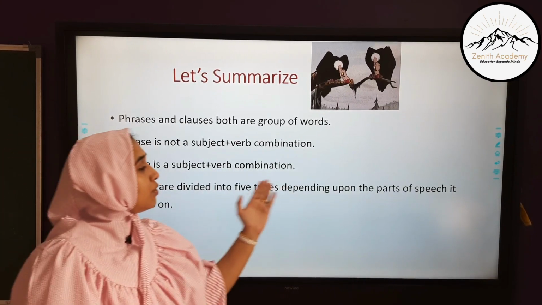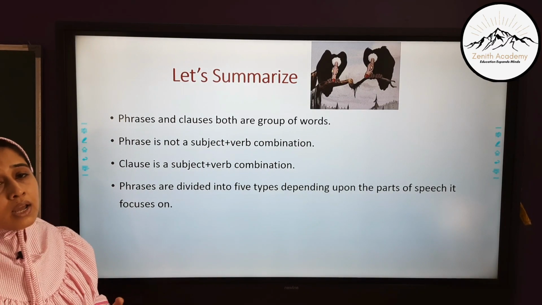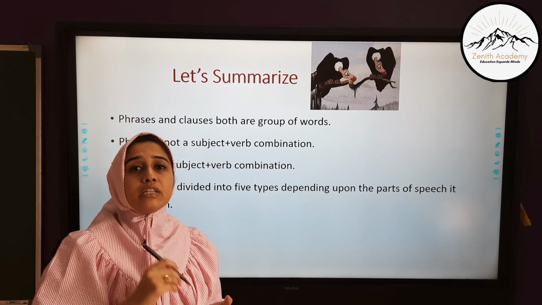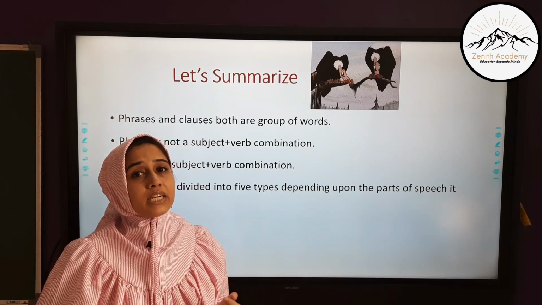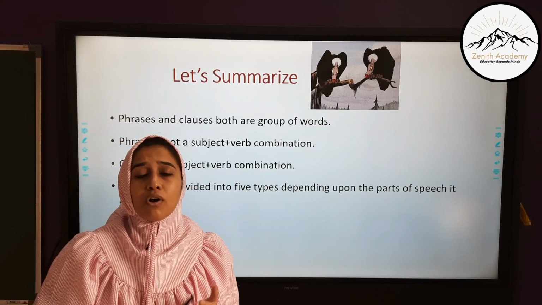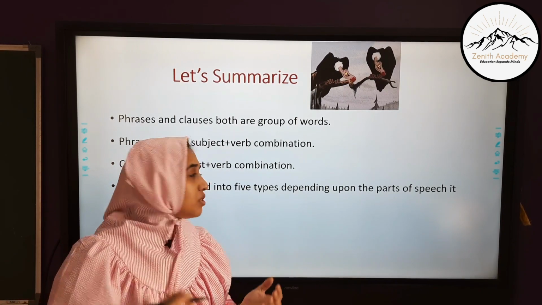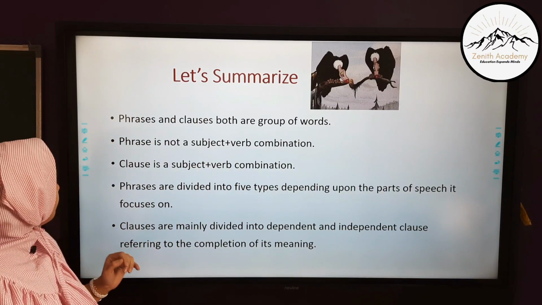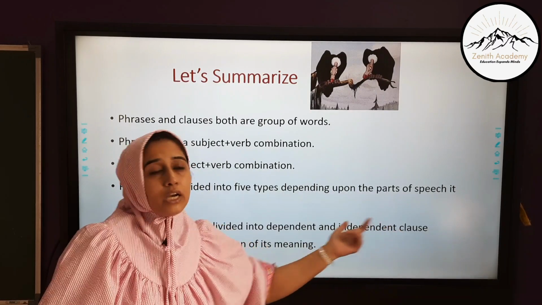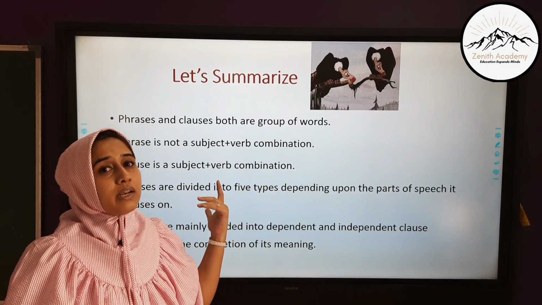Phrases are divided into 5 types depending on the part of speech they focus on. If it focuses on the noun, it is a noun phrase. If it is focusing on the adjective, it is an adjective phrase. If it is focusing on the verb, a verb phrase. Focusing on an adverb is an adverb phrase, and if it shows the position, it is a prepositional phrase. Clauses are mainly divided into two types, dependent and independent clauses, referring to the completion of their meaning. We have seen certain examples already.